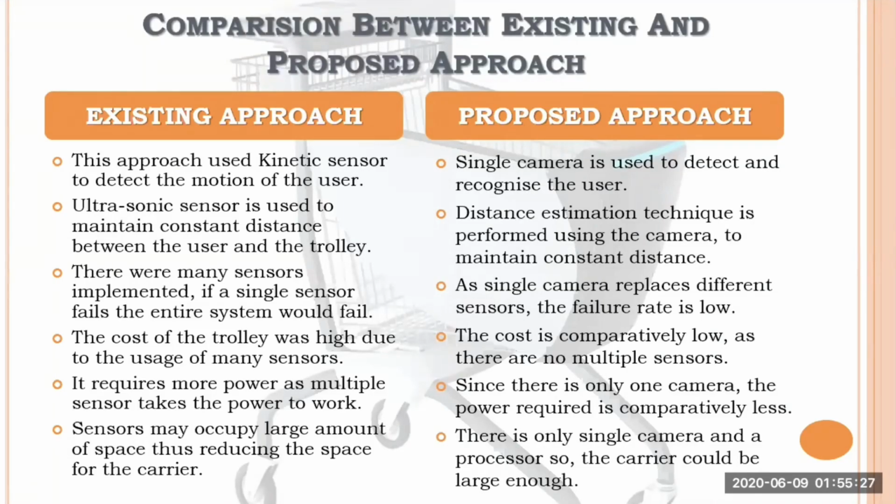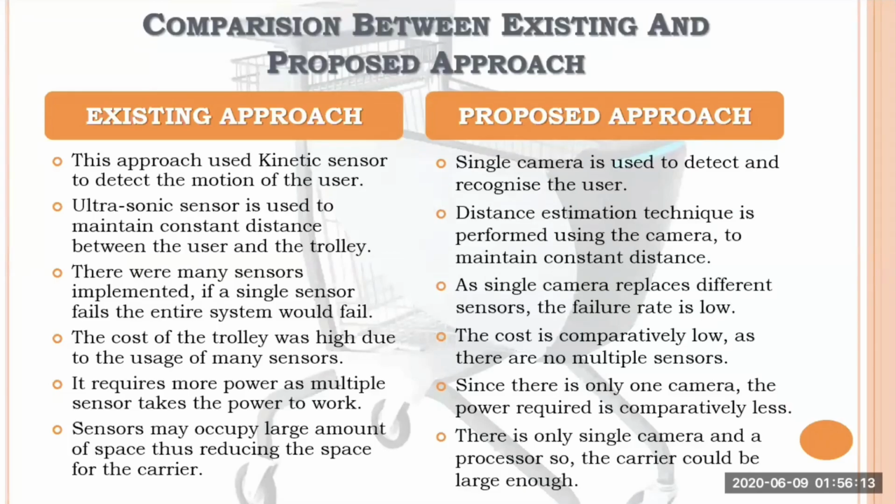The next thing is that the existing system had a huge number of sensors in it. That means the kinetic sensor, motion sensor, ultrasonic sensor, etc. Obviously, if there are more hardware parts, the cost will also be more. But in our proposed approach, the number of hardware parts is very small. Only the camera is replacing all those sensors. So I think the cost will be comparatively less than the existing approach. So I can say that our proposed approach is better than the existing approach.